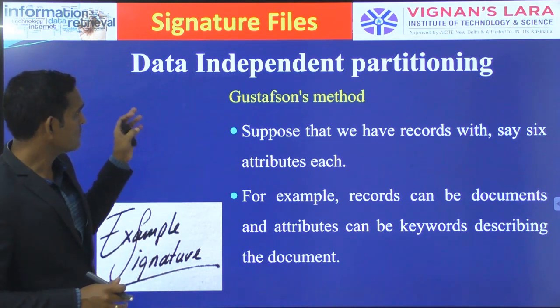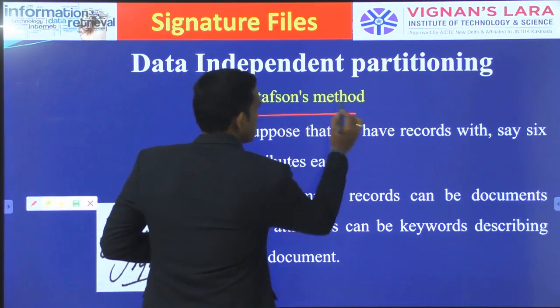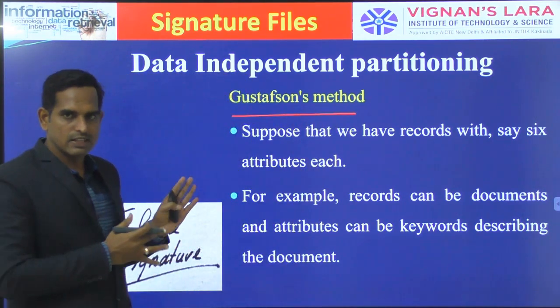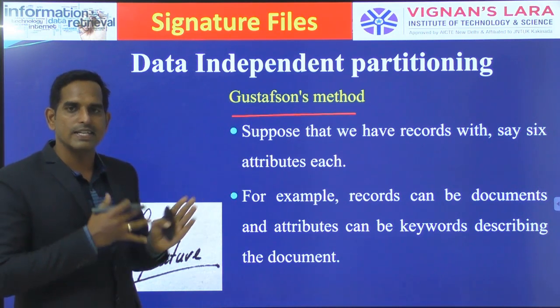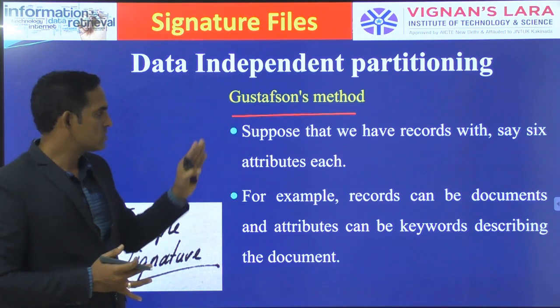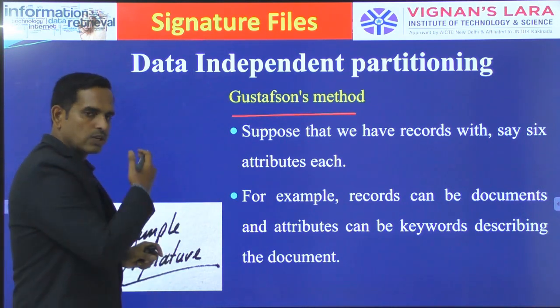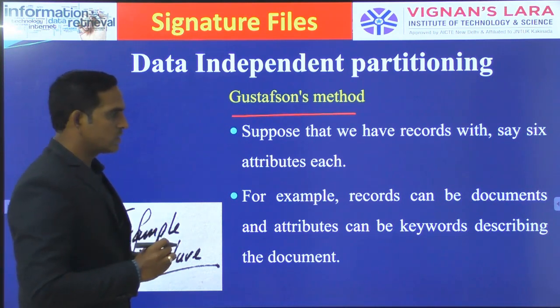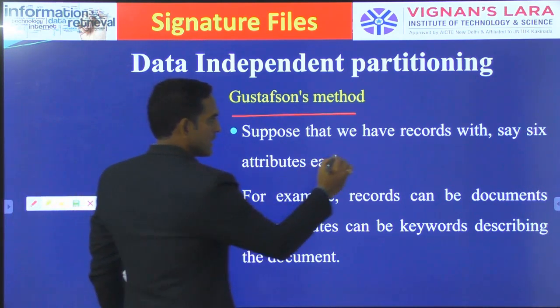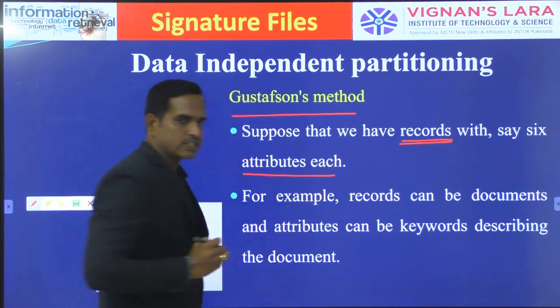So the data independent partitioning, or Gustav's method. Whatever signature you have, you will not be considering the data that is present in the signature. So we will try to form groupings in such a manner, taking your signatures and forming groups. Suppose you have records, and within each record you have 6 attributes.